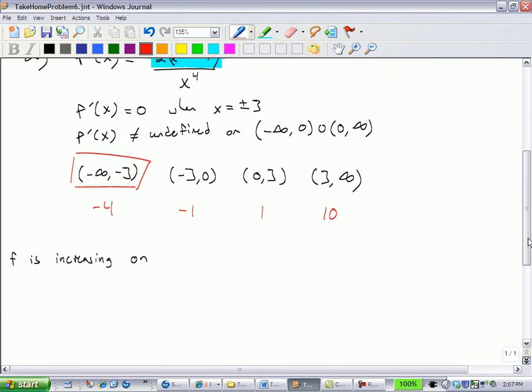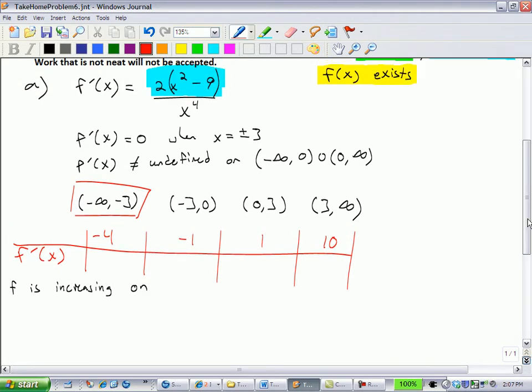So all you have to do right now is plug those numbers into f prime, and just tell me if you get a positive or negative result. So -4 into f prime. You can just yell it out when you get it. Okay, -4 is positive. -1 is negative. 1 is negative as well. 10 is positive. You guys agree? Yes. Okay, cool.